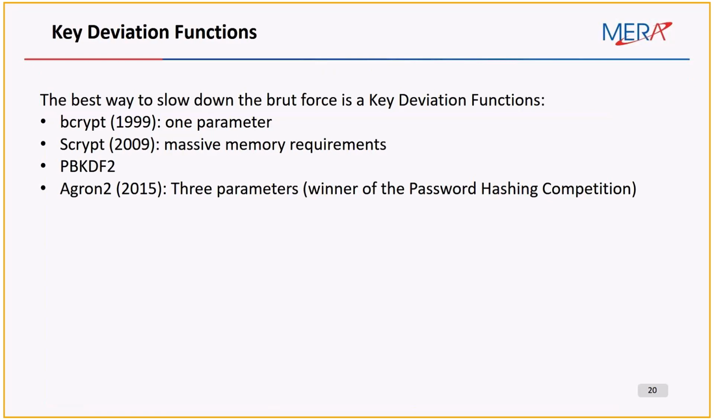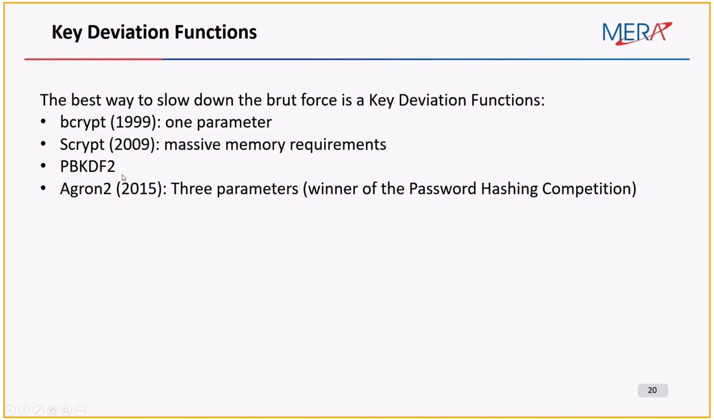So the best way to slow down brute force operation is to use special functions that are created for hashing passwords, and they are called key derivation functions. Some examples of such functions are bcrypt from 1999, and scrypt that comes from 2008, but it requires massive memory.